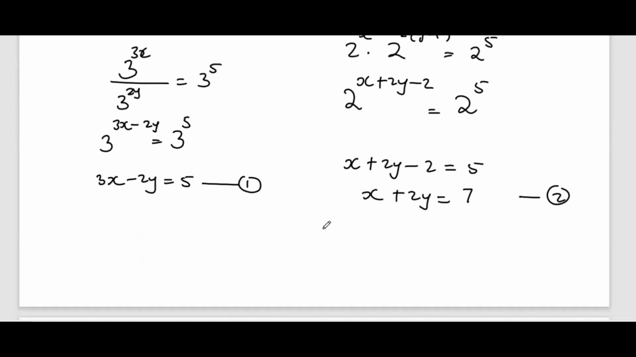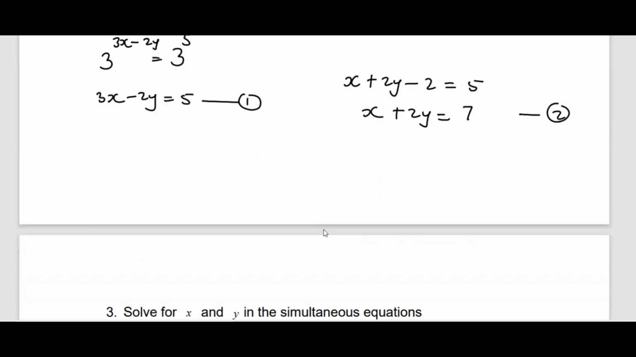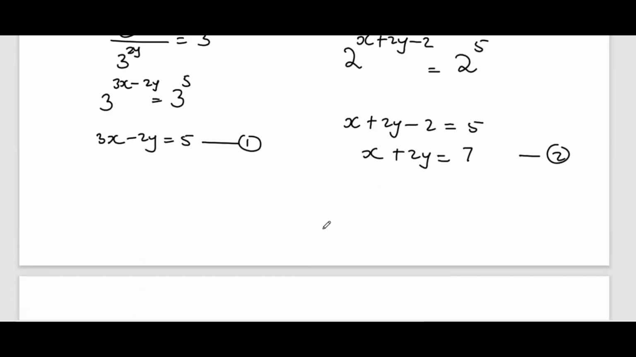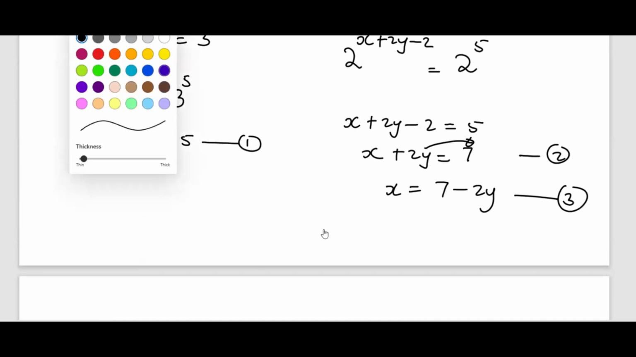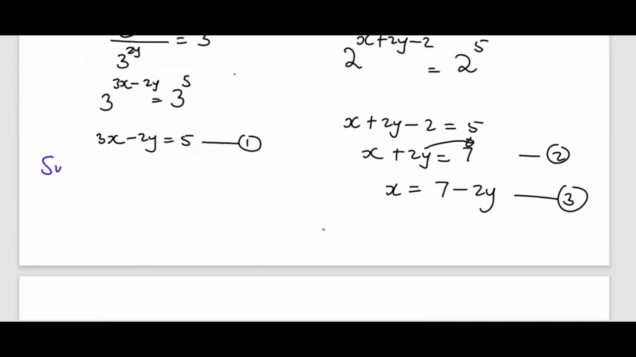Now, between the two, remember, both of them are linear in this case. So if they are linear, then you can use your substitution or the elimination. I'm going to use substitution. Let me move this 2y that side, so that x is 7 minus 2y. Let me call this equation 3. And then I'll use equation 3 in equation number 1.